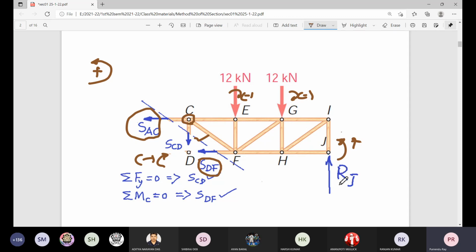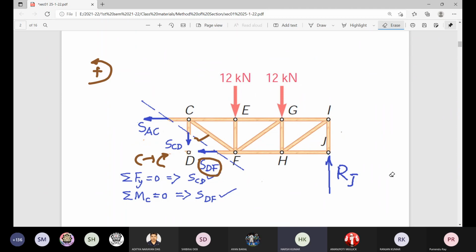Now, how many forces do you need to consider? This one, in addition to the reaction RG. Clear? Things are very simple until and unless you understand it properly.